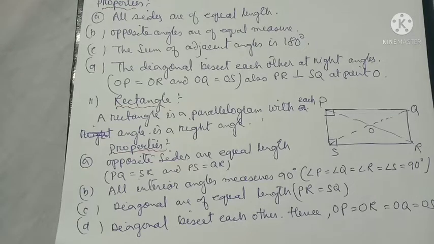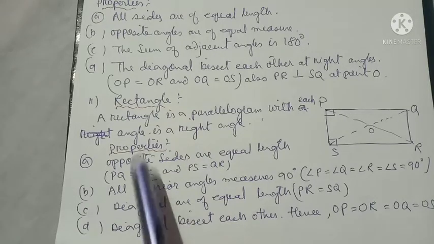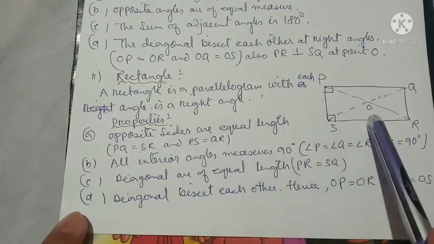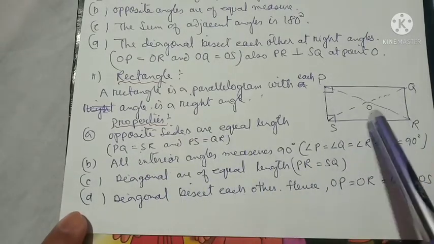When is a parallelogram said to be a rectangle? When each of the angles is a right angle, then the given parallelogram is said to be a rectangle. So what are the properties of a rectangle? Let's see. The opposite sides are equal in length.